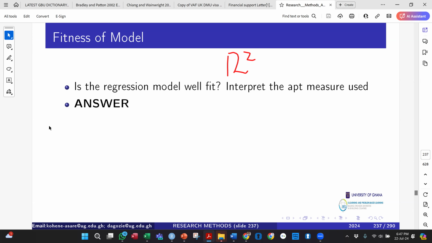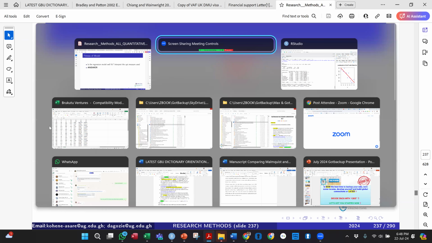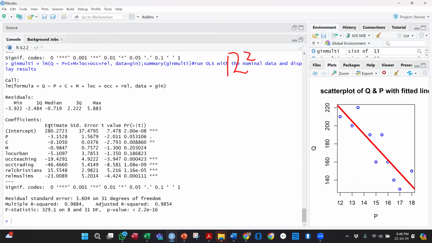And according to Hair et al., 2005, which is also what I'm using, if the R square is bigger than 50%, then the regression model is well fit. If the R square is bigger than 50%, or is 50% or more, then the regression model is well fit. So check your R square. Check whether it's 50% or more, and you will know whether the regression model is reliable, dependable, or well fit.